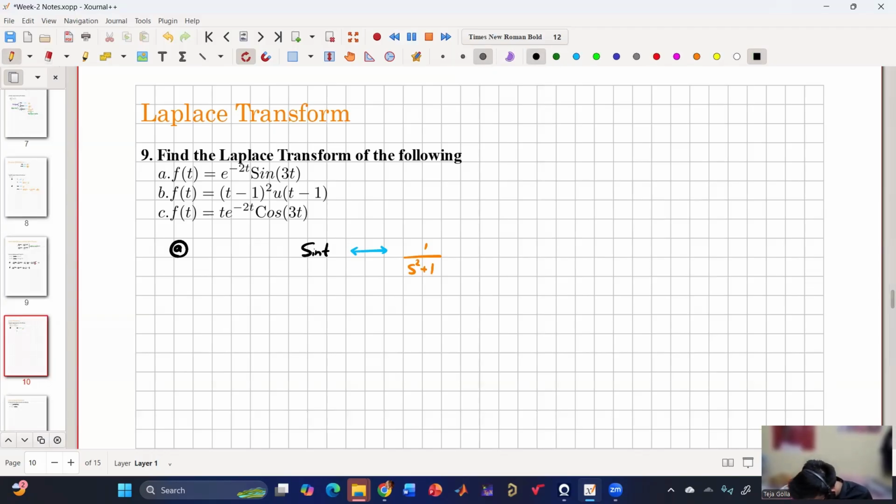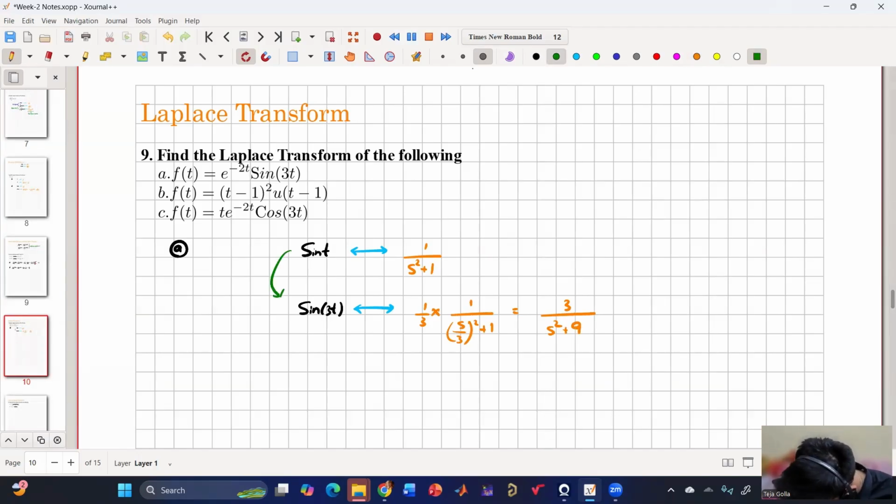Now I'm doing time scaling, which is sin 3t. Sin 3t, time scaling means 1 by 3 into 1 by (s by 3) whole square plus 1. So if you solve, we'll get 3 by s square plus 9. So we have used time scaling.